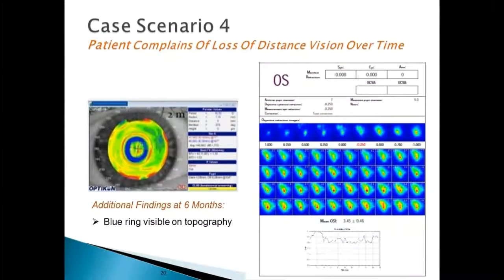So here on the OrbScan, or on the topography, what you'll see is a blue ring versus the red ring on the wound healing. And the other thing is you'll see that the tear film is erratic and elevated. So all signs point to dry eye here. Next slide.